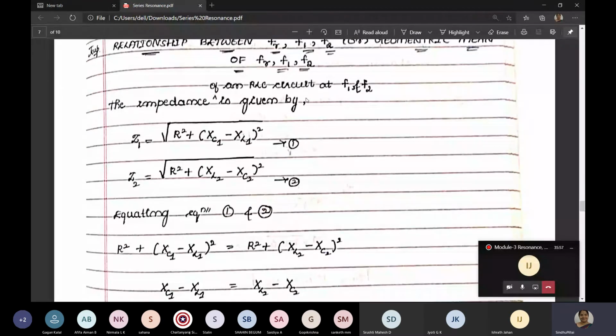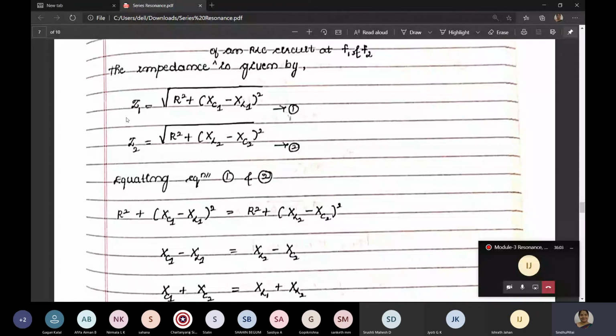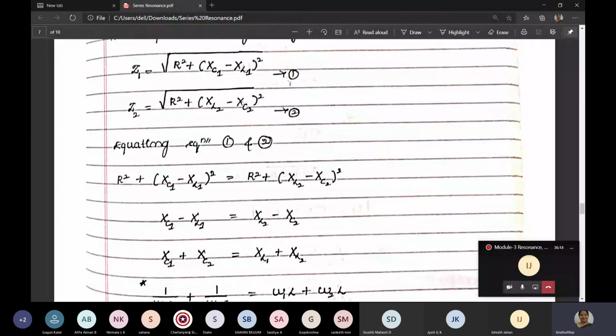It is a simple derivation. The impedance of an RLC circuit is given by, how is the impedance written? For Z1, root of R square plus XC1 minus XL1 whole square, when XC is greater than XL. One more time, when XL is greater than XC, you have to write XL first. So Z2 is equal to root of R square plus XL2 minus XC2 whole square. They are the two equations.